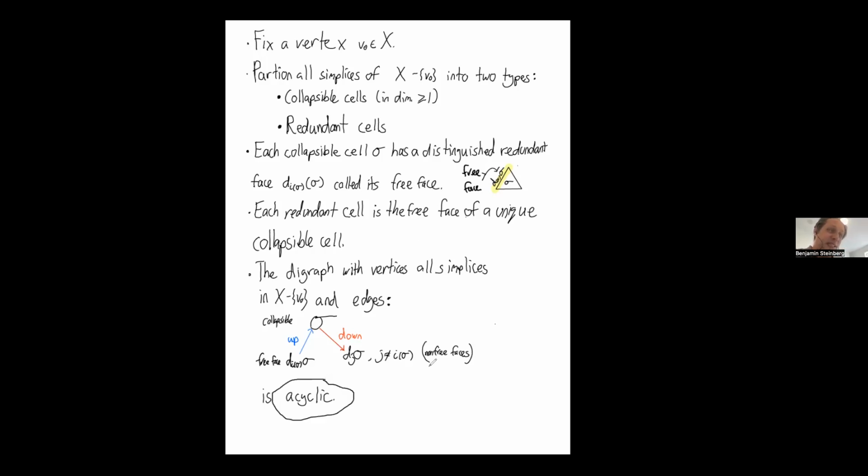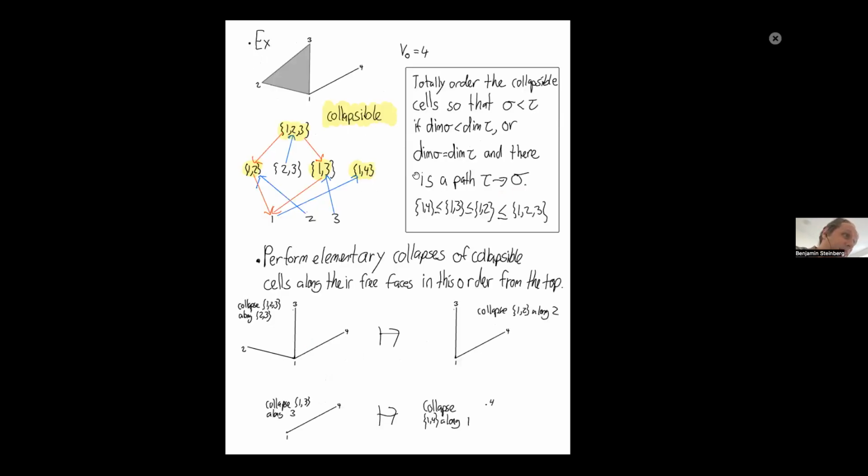What acyclic just means is there are no directed cycles. There could be undirected cycles, but no directed cycles. So I have an example of such a thing on the next page. So let me see. So here's an example.